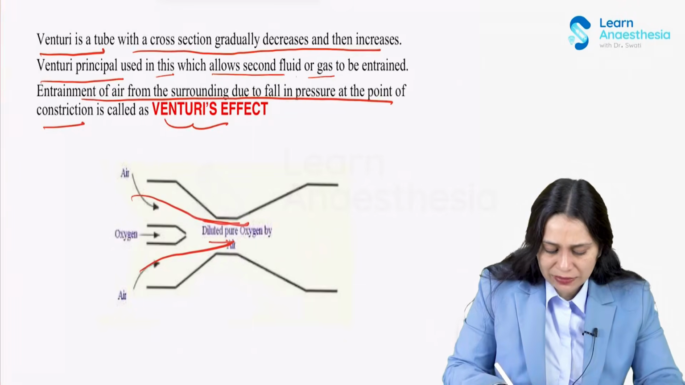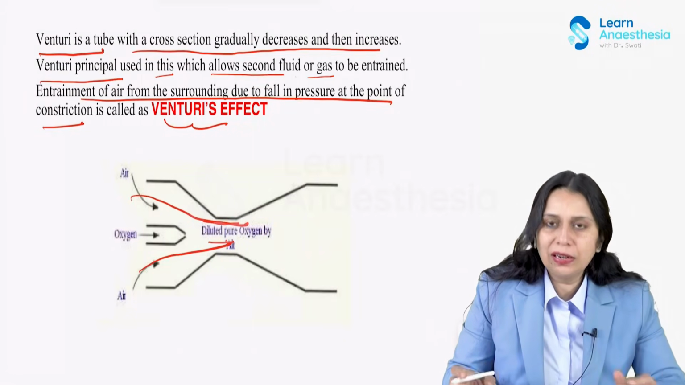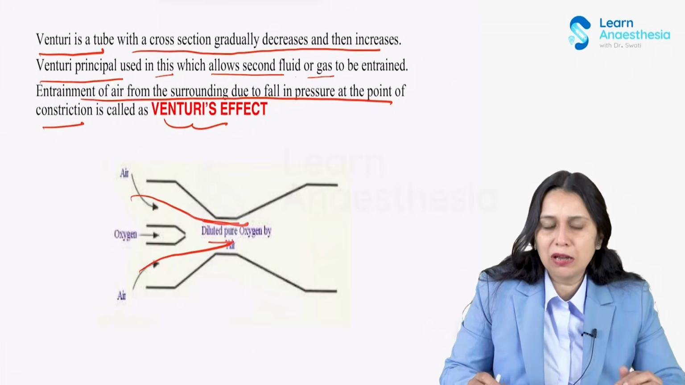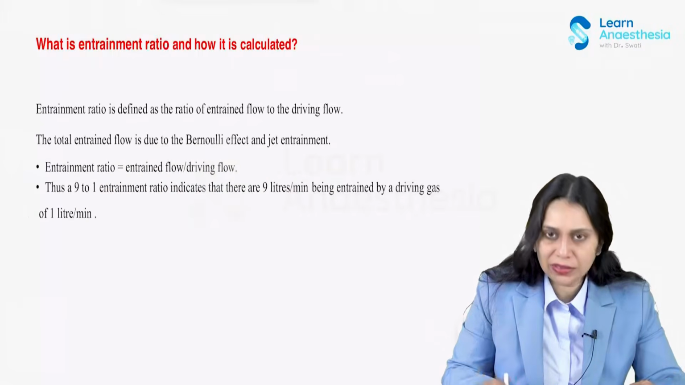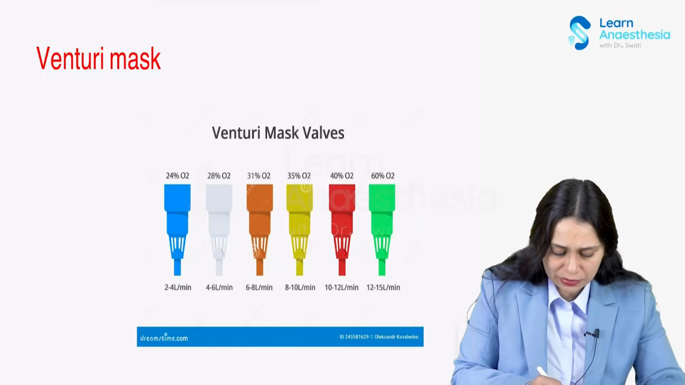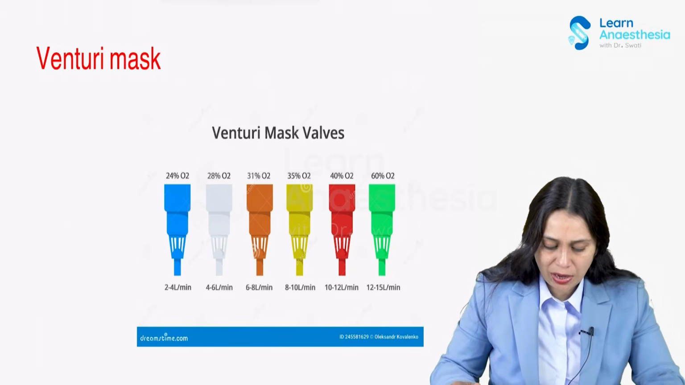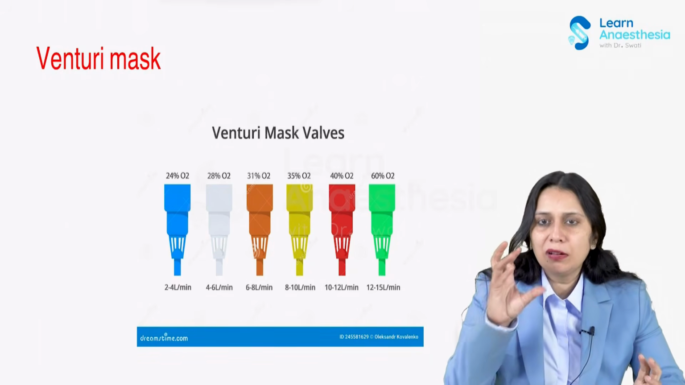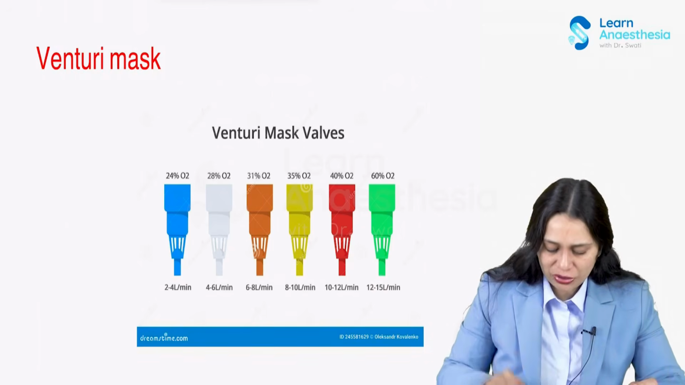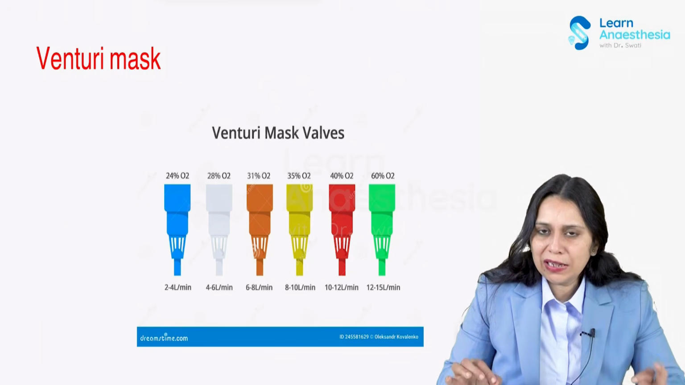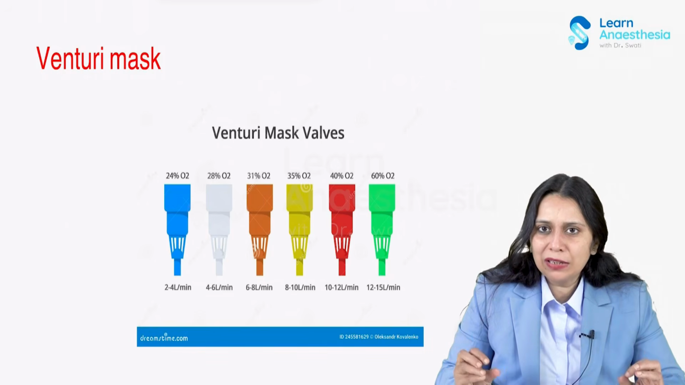Now we have utilized this Venturi's effect in a number of devices which we use in our oxygen delivery. One very important one is your Venturi mask. So what is this Venturi mask? Now Venturi mask is an apparatus, or we call it Venturi barrel, which doesn't have a uniform diameter. As you can see in the image, it has a constricted lesser diameter tube, and then the cross section of the tube increases.